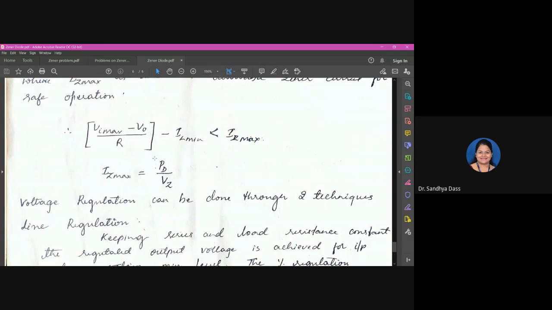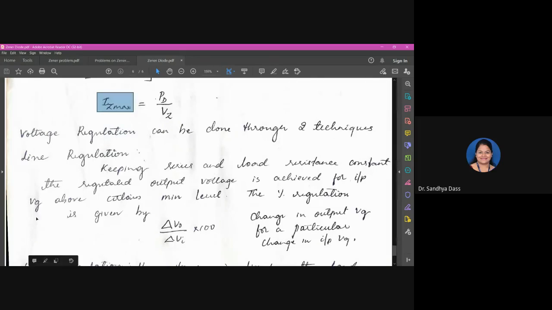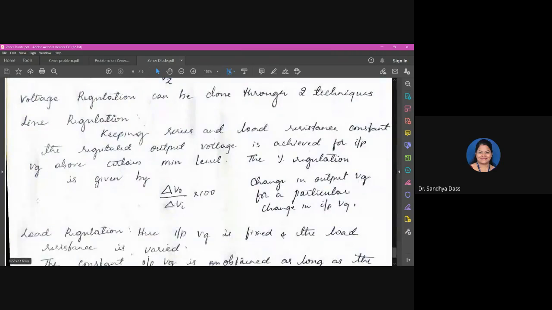So based on the power dissipation value specified in the data sheet, and the constant voltage value we want to maintain, accordingly we have to adjust the current by adjusting RL, adjusting the load current. So we have already discussed this.